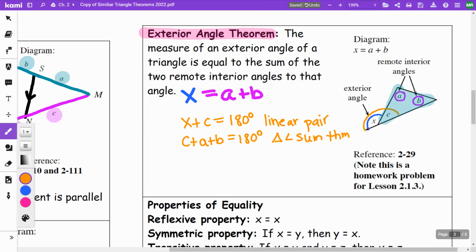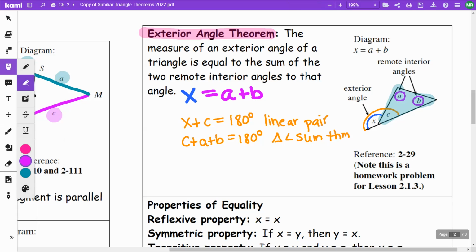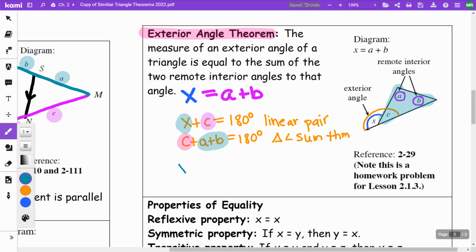And so what I know is going to be true is the following. This C is going to add with X to get 180. And this C is going to add with this A plus B to also get 180. So what that means is that the X and the A plus B are going to be equal. Again, that is the exterior angle theorem.